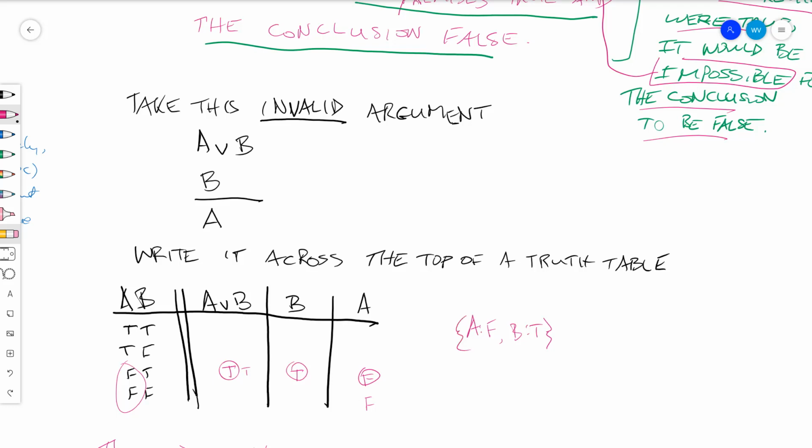We have true premises together with a false conclusion. All right, so it's that truth assignment that shows us that it is possible for the argument to have a false conclusion when its premises are true. Therefore, this is an invalid argument.